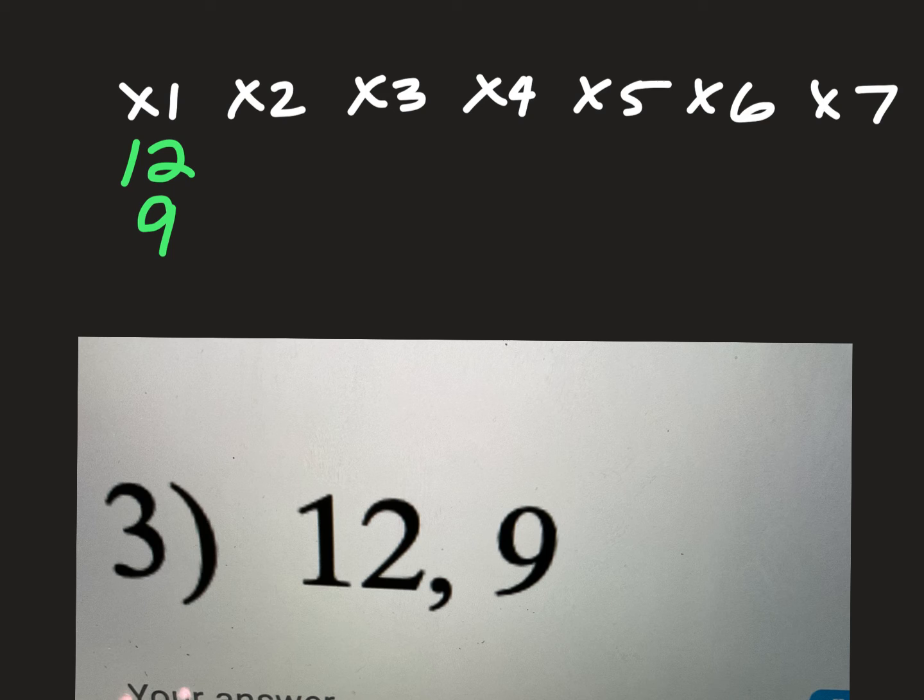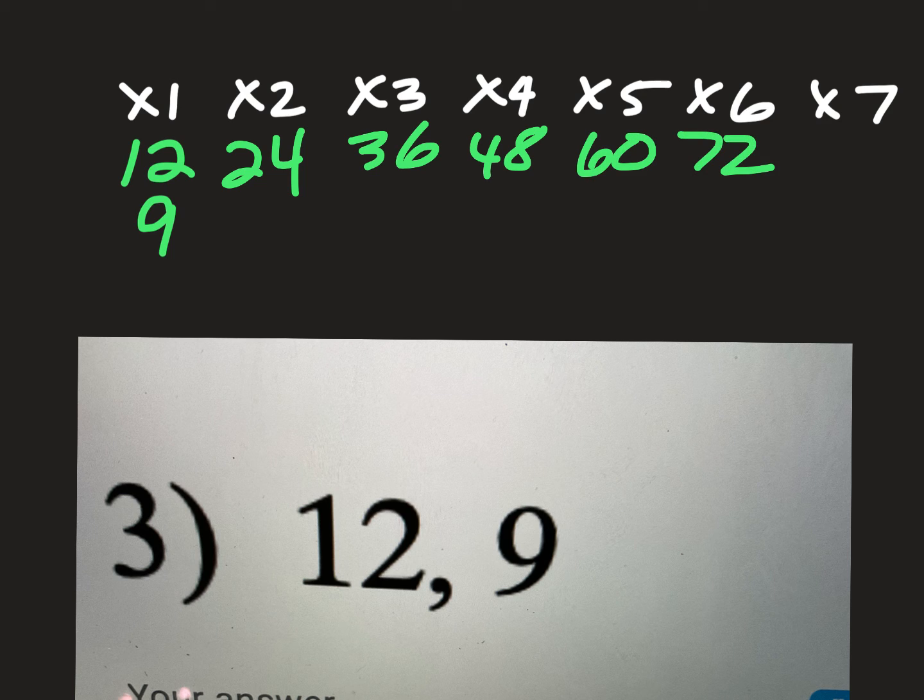Number 3, 1 times 12 is 12. We've done these a million times. We all know. 24, 36, 48, 60, 72, and 84. Actually, we haven't gone into 9 before. Okay, now we've got 9 times.